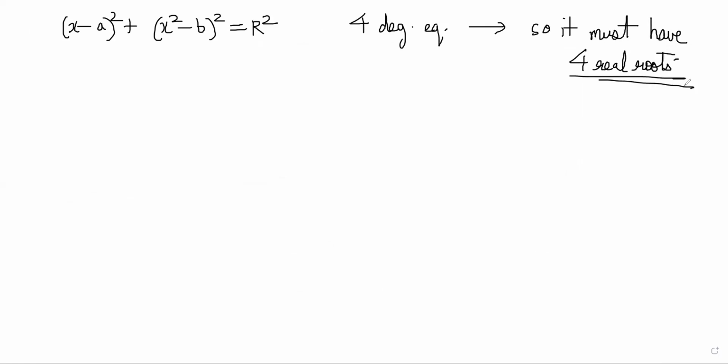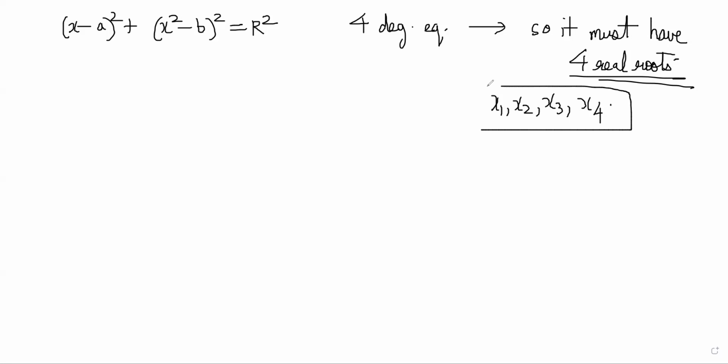This is theory of equations stuff. If a 4th-degree equation we know has 3 real roots, then it must have 4 real roots because imaginary roots will occur in pairs, right? So let's say the roots are x1, x2, x3, x4, right?